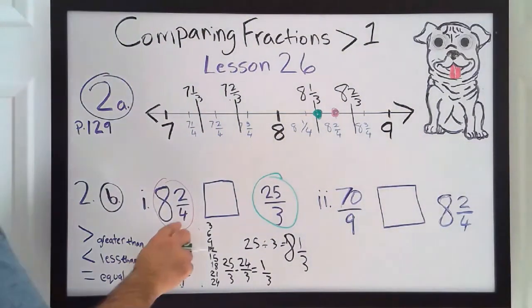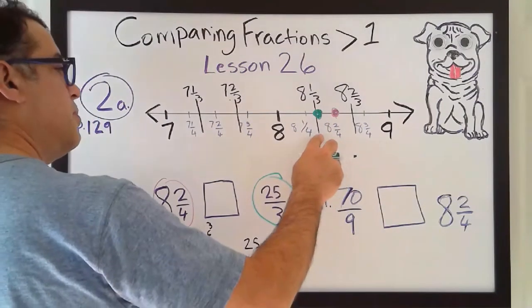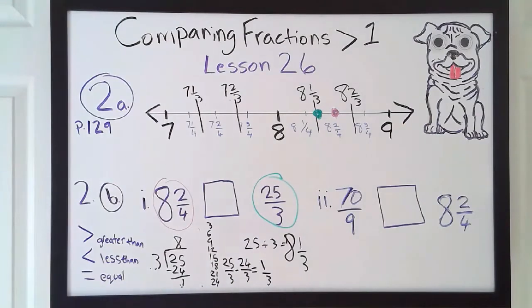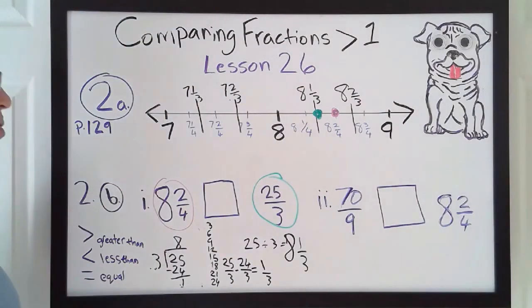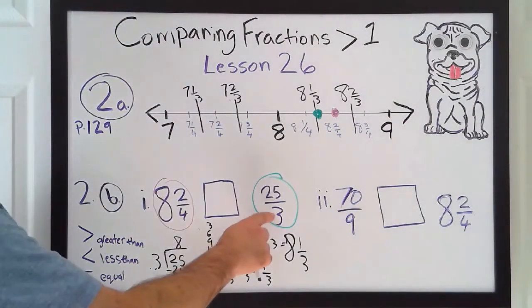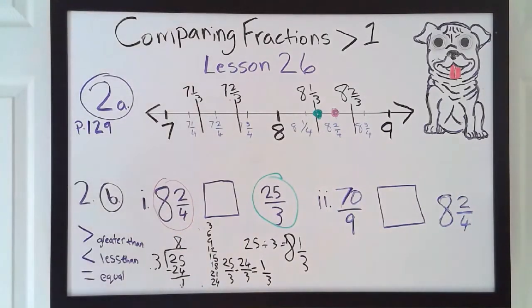Okay, now we can compare. 8 2/4 right here looks like it's bigger than 8 1/3, and that is true. Now, one other way we can tell to make sure we're absolutely right is to turn 8 2/4 into the same fraction as this. We'd have to make it in thirds. Let's see if we can do that. I know this is a lot of work, but we're just going to double check.